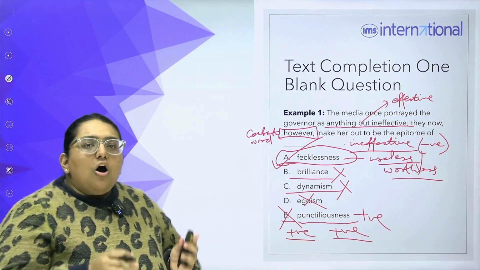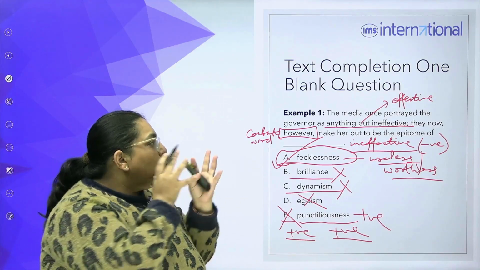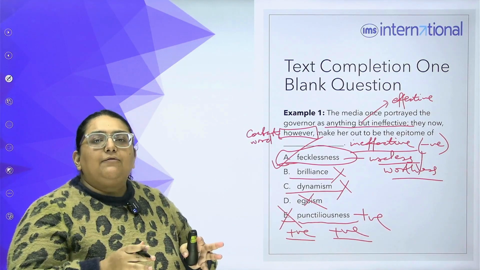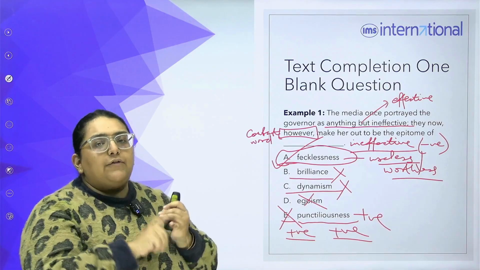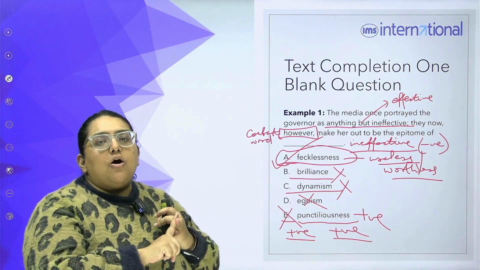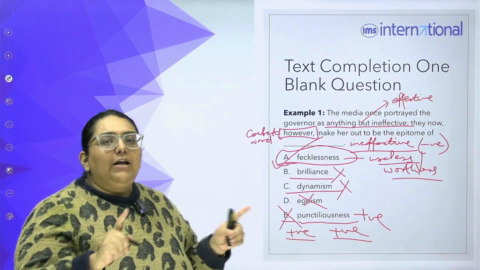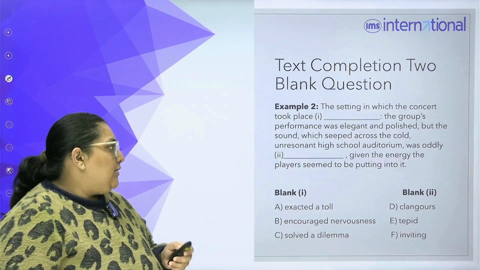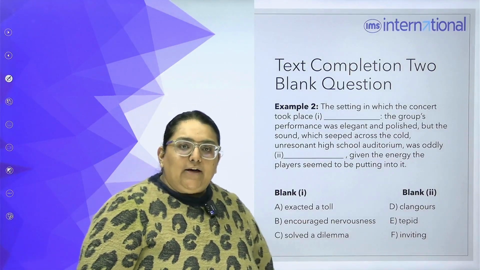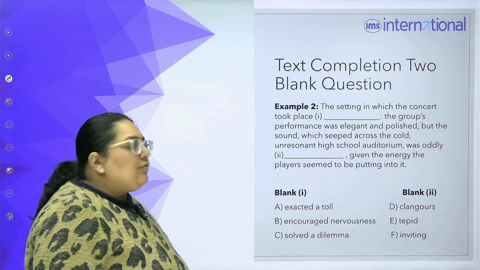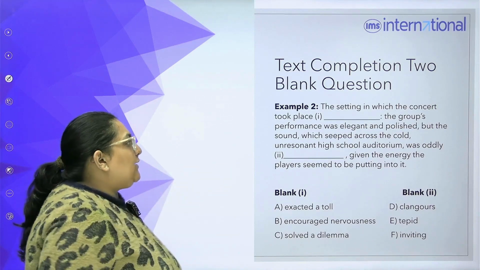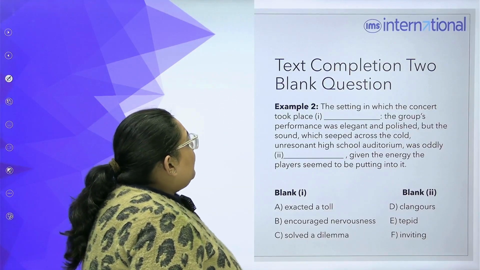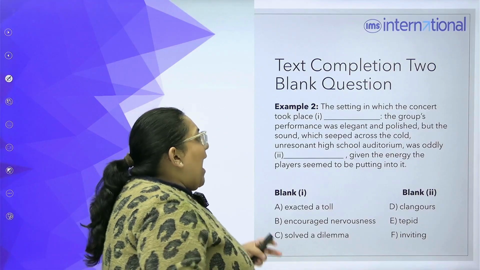So with all of these strategies, with the tone of the blank, the clues in the sentence, we'll be able to effectively solve the question with a little help from vocabulary. So all in all, everything is important when it comes to solving a text completion question. Now let's quickly have a look at the next one. This is a 2 blank question. So we did a 1 blank and now we are moving to the next one, which is a 2 blank question. Let's read. The setting in which the concert took place, dash.